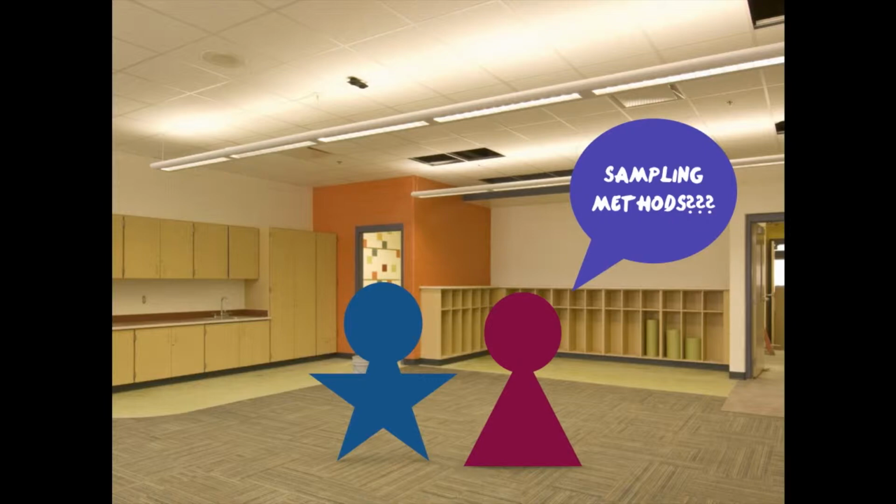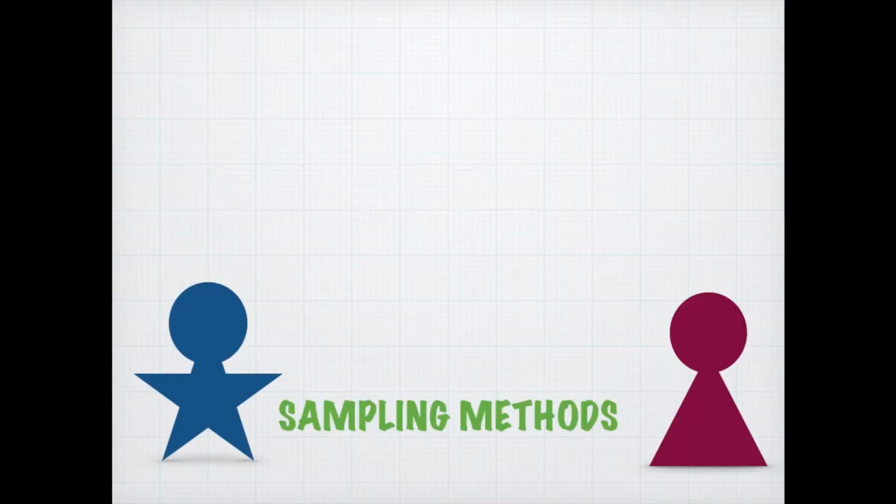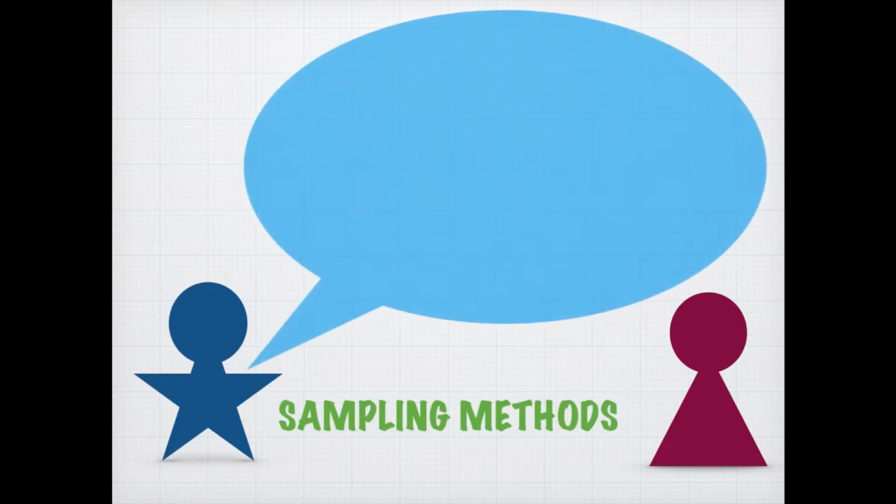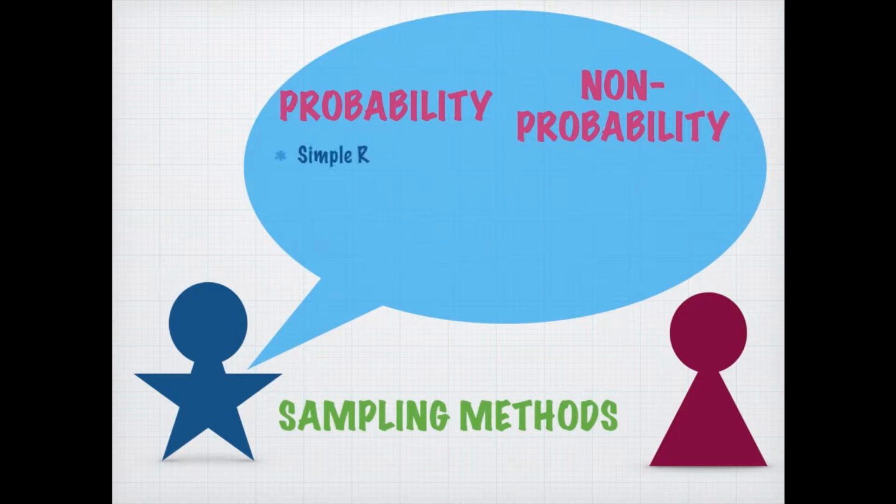To make it easier for you to understand, let me give you a situation. National Junior College needs to pick 50 students for an interview about the school. Now, how do we go about picking these 50 people among the school population? We can use sampling methods. There are two types of sampling methods: probability or non-probability.